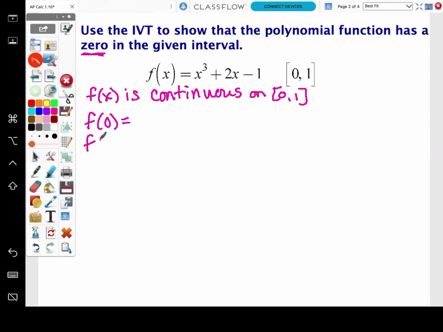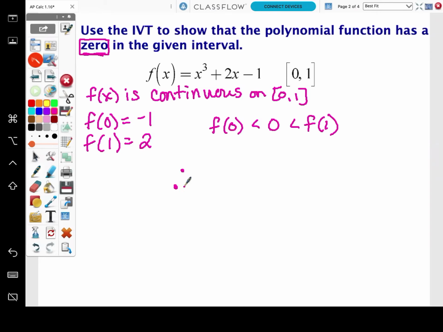The other thing is our 0 has to be between f(0) and f(1). So I'm going to calculate what f(0) is and what f(1) is. So if I plug in 0, I get -1, and if I plug in 1, I get 1 plus 2 minus 1, so 2. Okay, and that tells us, if we're looking at a 0 that's a y value of 0, we know that 0 is between f(0) and f(1) because those were -1 and 2. So somewhere this has to cross the x-axis, somewhere between 0 and 1.